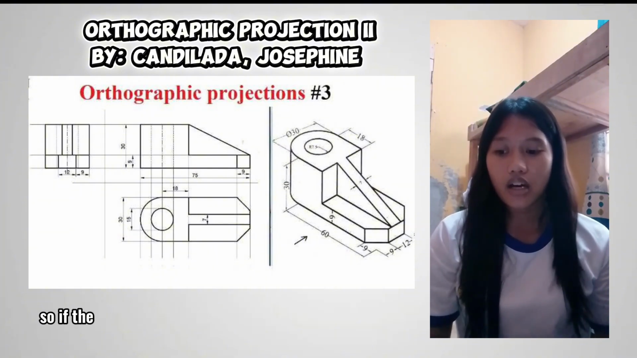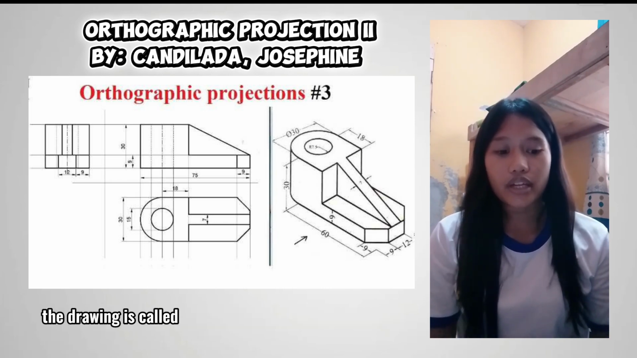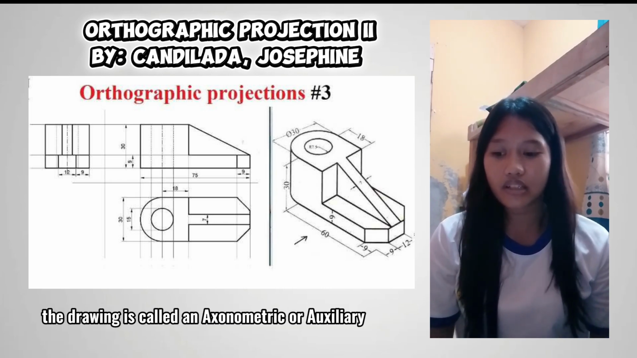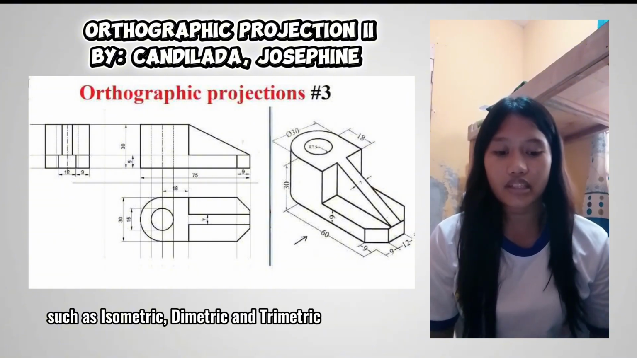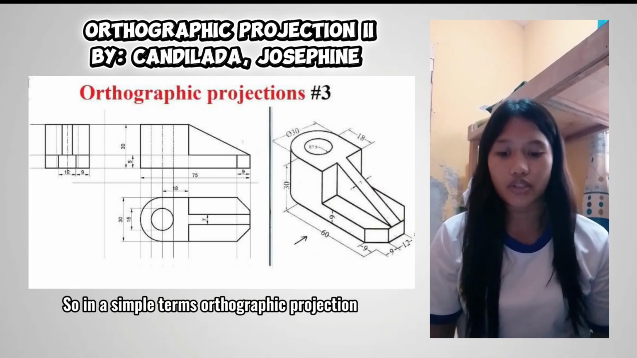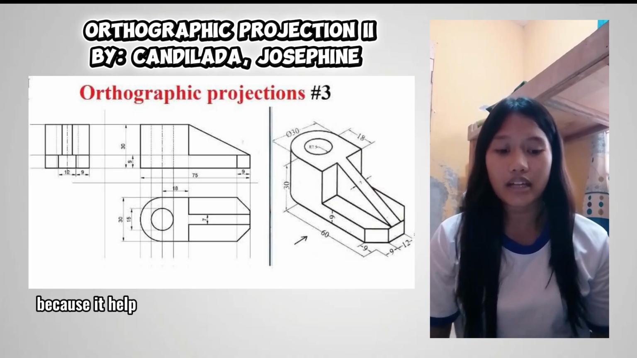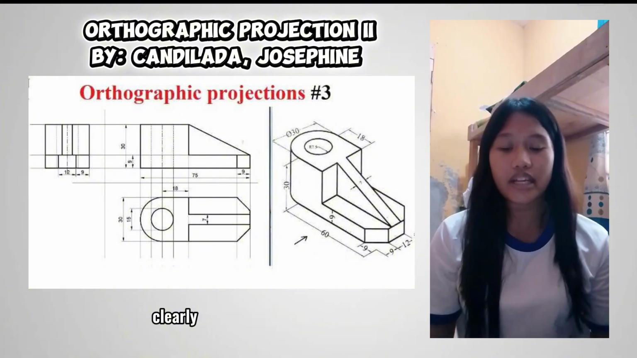So if the object is tilted or not parallel to the main planes, the drawing is called an axonometric or auxiliary view, such as isometric, dimetric, and trimetric projection. So, in simple terms, orthographic projection is important because it helps us show the exact shape and the size of the object clearly and accurately.